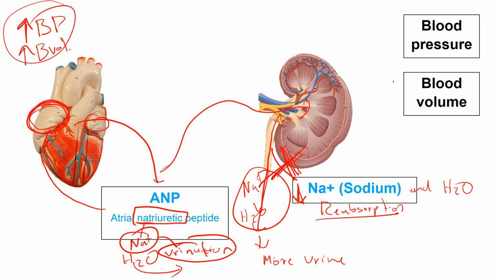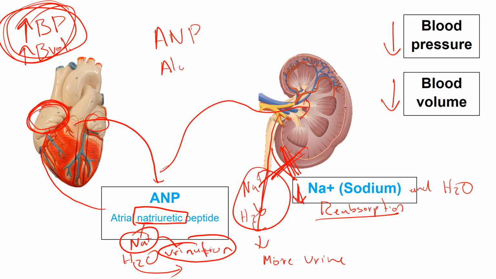Okay, so basically, and again, what happens if you're losing water? Your blood volume will go down and your blood pressure will go down, which is precisely the reason why the heart releases that, right? Basically, ANP works as an antagonist of aldosterone. So ANP does exactly the opposite of aldosterone.